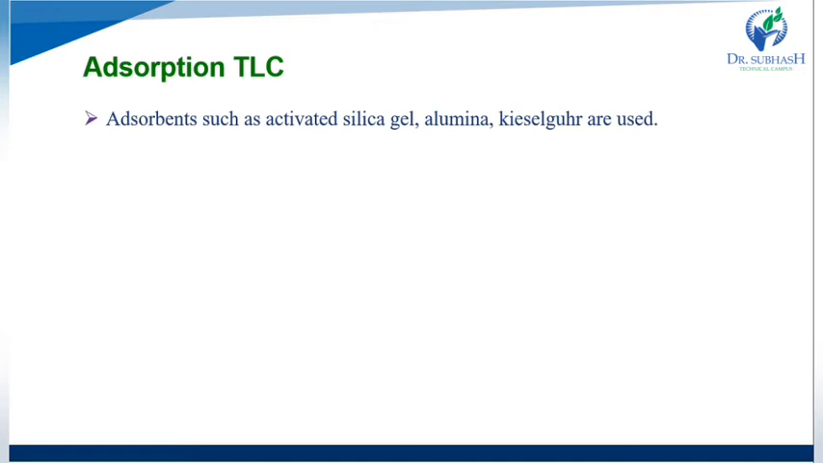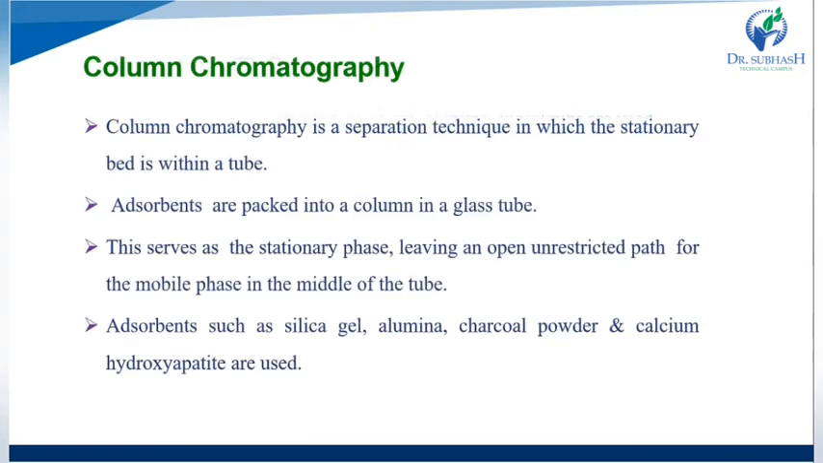Now we will see the adsorption TLC. In adsorption TLC, adsorbents such as activated silica gel, alumina, and kieselguhr are used. As an adsorbent, we use activated silica gel G or silica gel, alumina, and kieselguhr for adsorption TLC. Adsorption TLC is also considered a simple chromatographic technique, like TLC.